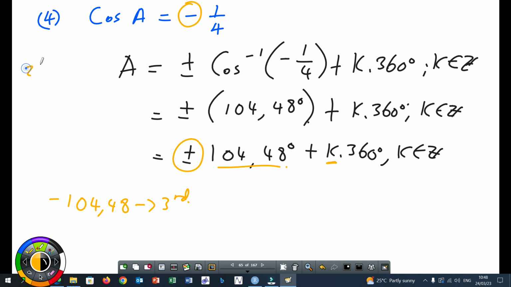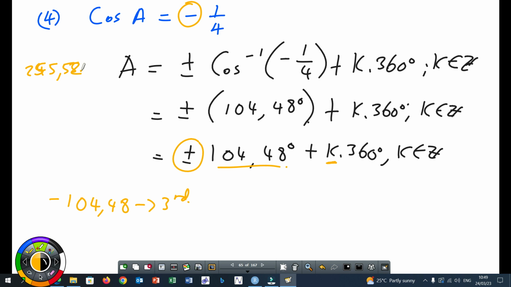It will give you 255,52. Let's say you replace the negative of this number here by this angle. You put it here, there is a plus k times 360. If you substitute k equal to negative 1, you get this. I hope you are following what I'm saying.